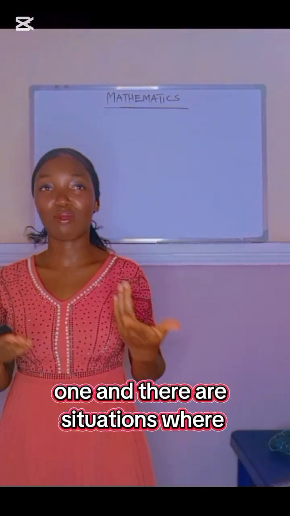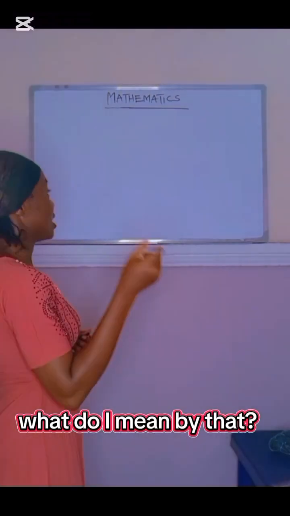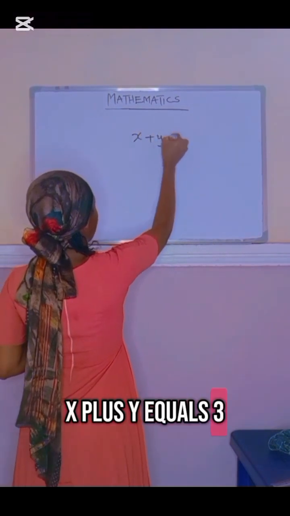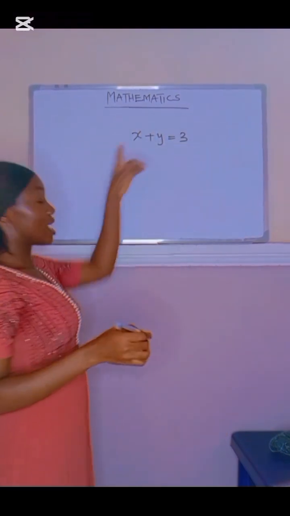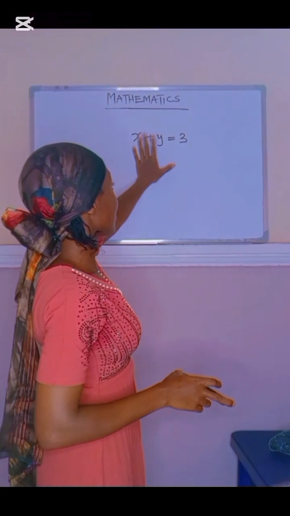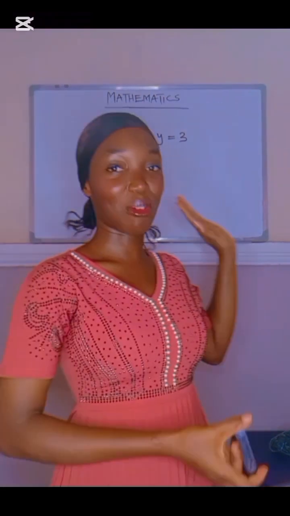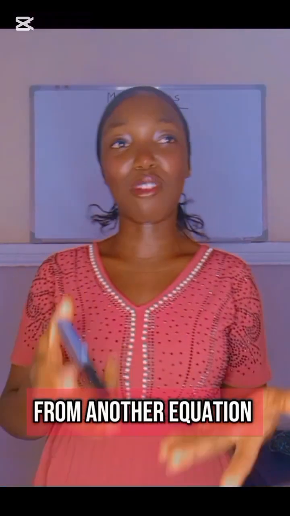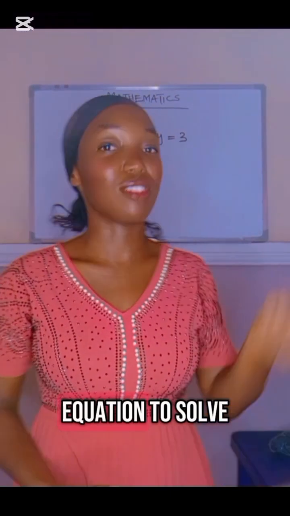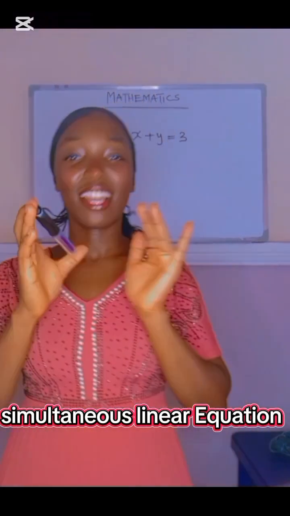There are situations where a linear equation will contain two variables. What do I mean by that? There are situations where you have a linear equation like this: x plus y equals 3. There are two variables here, and the important thing to note is that for both of them, the highest power is 1. So in the case where you're asked to find the values of x and y here, you will need information from another equation. Because this is one equation, you need information from another equation to solve this, and this brings us now to what we call simultaneous linear equations.